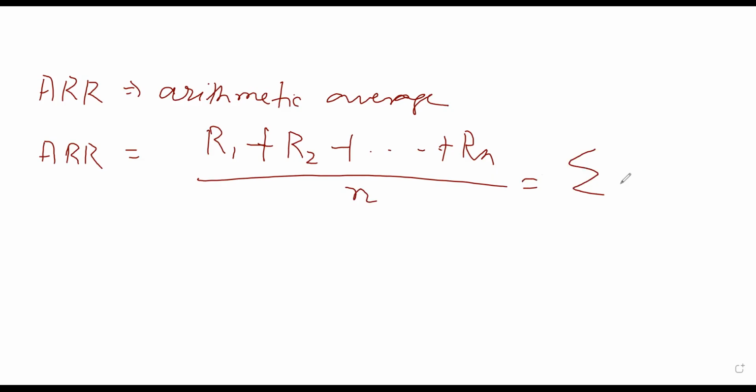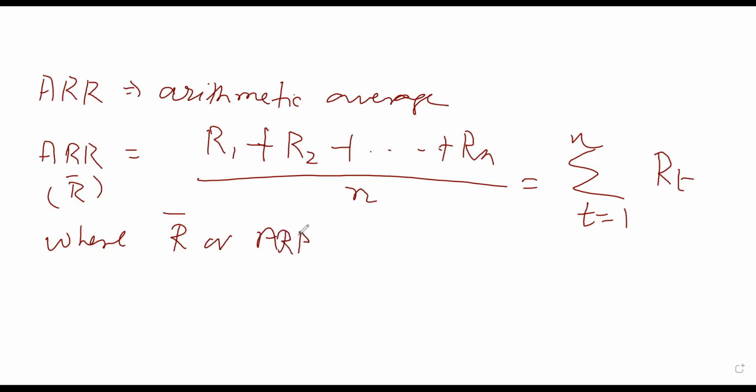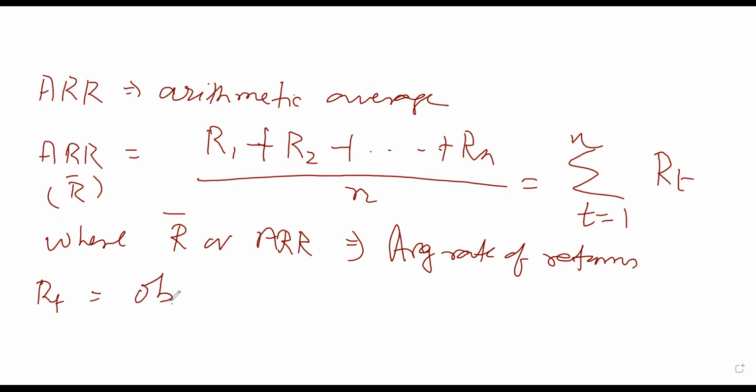So it is simply the summation of the returns of the various years, where t is changing from 1 to n. Where your R is shown as R dash or ARR, average rate of return. This is your average rate of return. If these are your returns over different years, on an average, how much did you get? And RT are the observed rate of returns over the different periods.